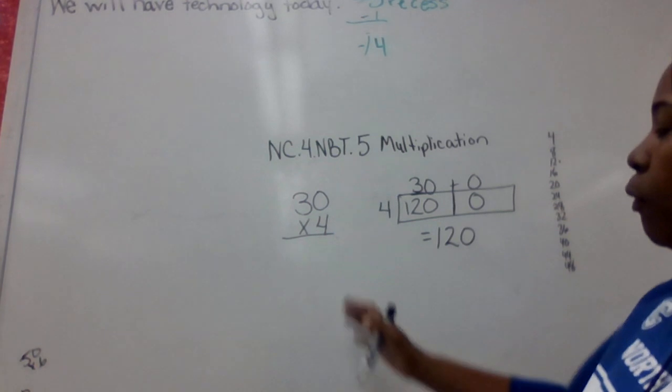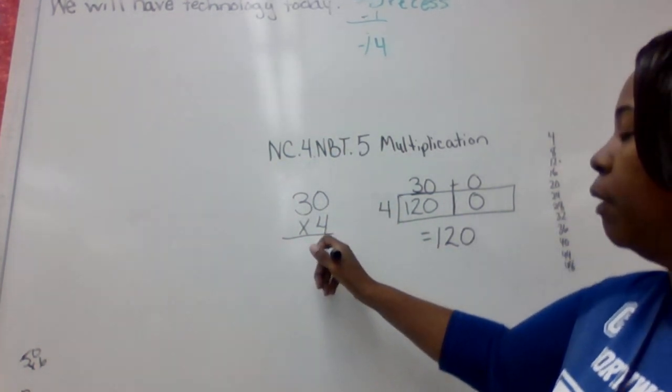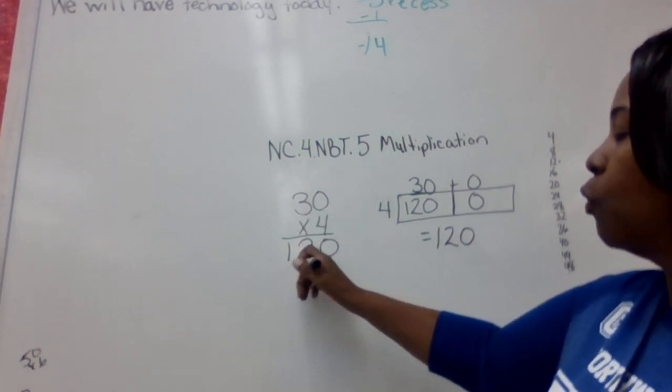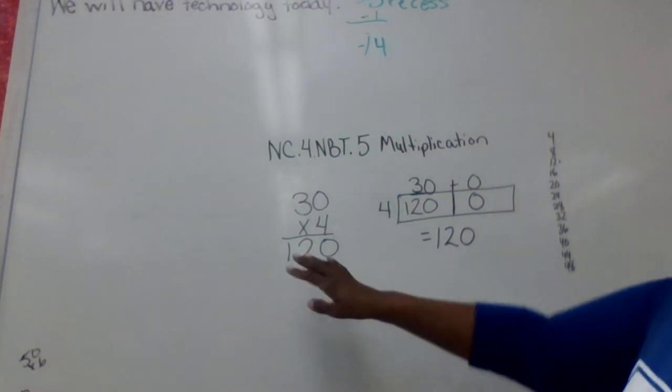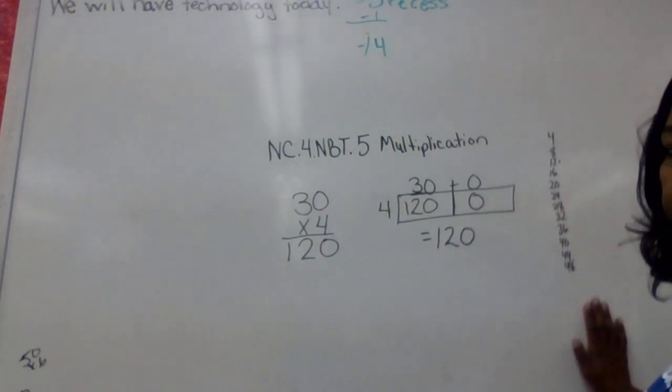Okay, now when I'm doing the standard form, 4 times 0, if I go straight up, is 0. 3 times 4, 12. Okay, so I have the same. That lets me know that I'm right. Okay, so this is how we're going to be doing multiplication going forward: the standard algorithm, the area model, and then writing the multiples to help them.